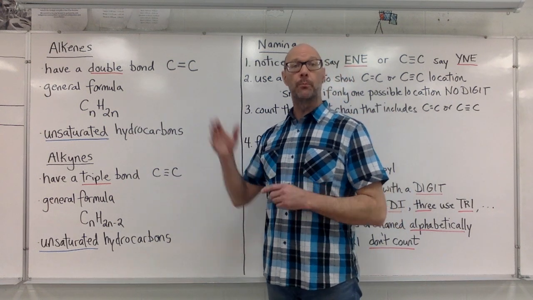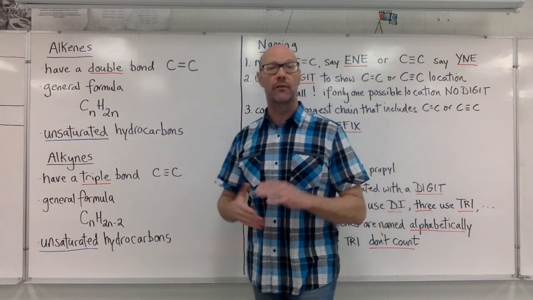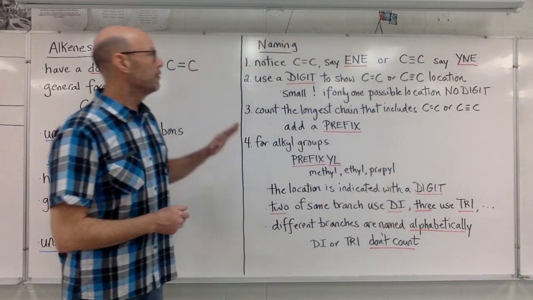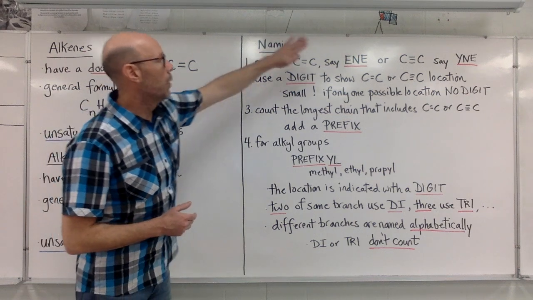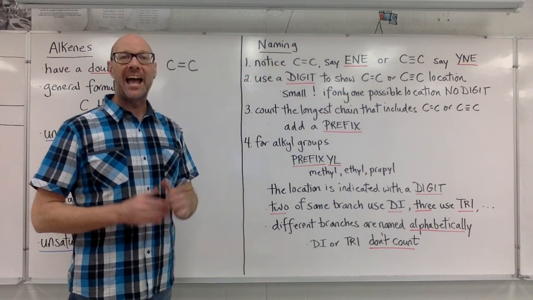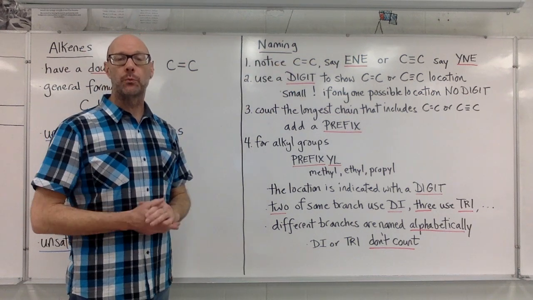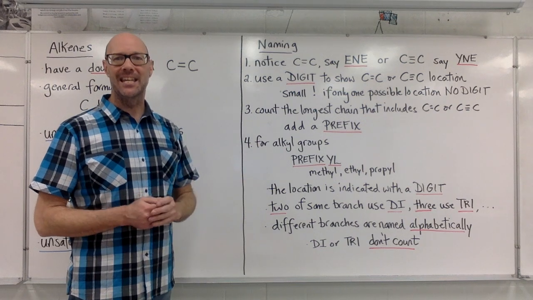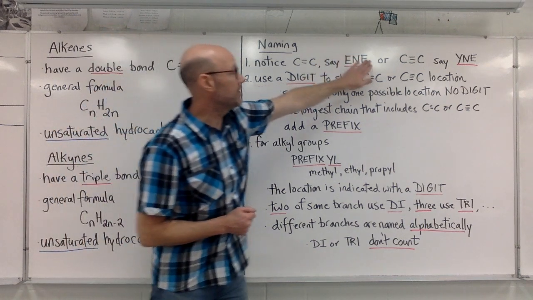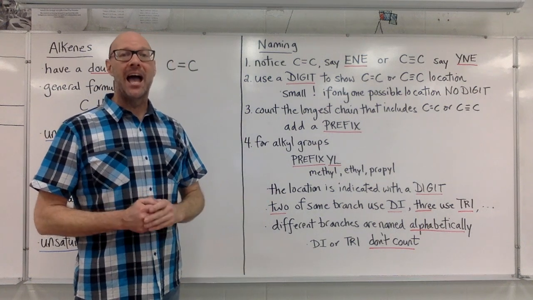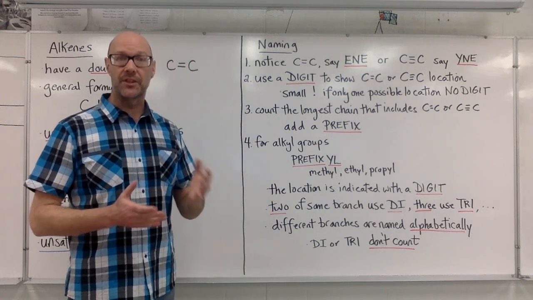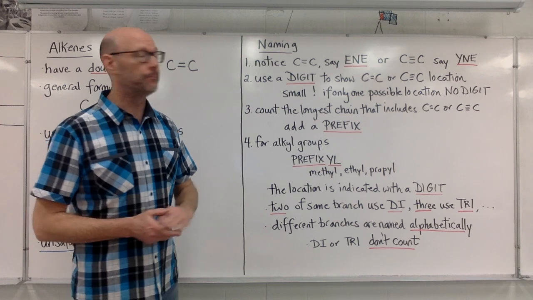The naming rules for both alkenes and alkynes are very similar. First, we're going to notice if we see a double bond, we're going to start with ene. Alkenes always end with ene. Or we might see a triple bond and then we'll say yne. Alkynes end with the suffix yne.